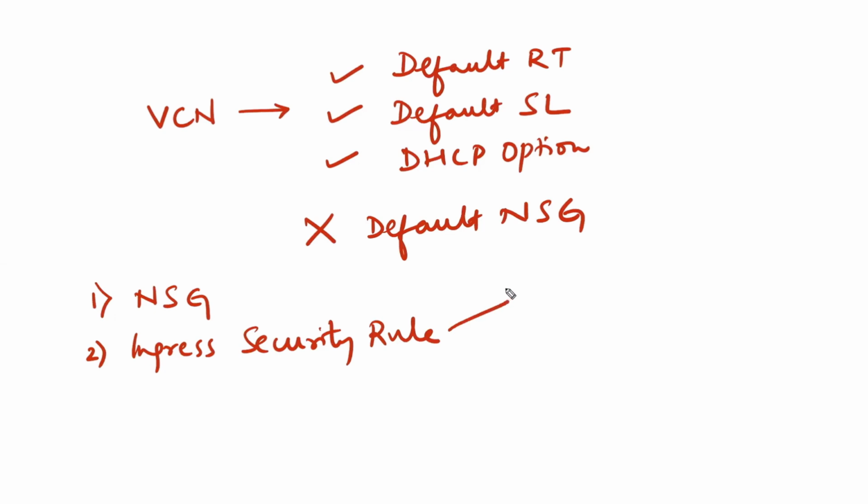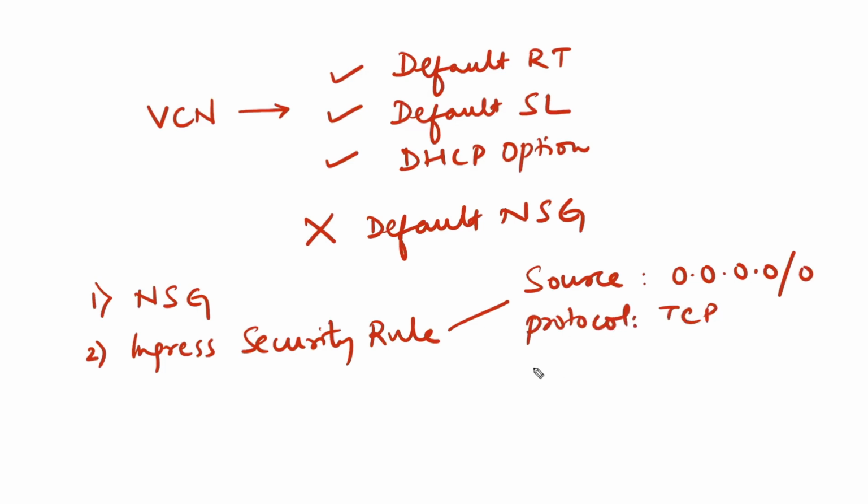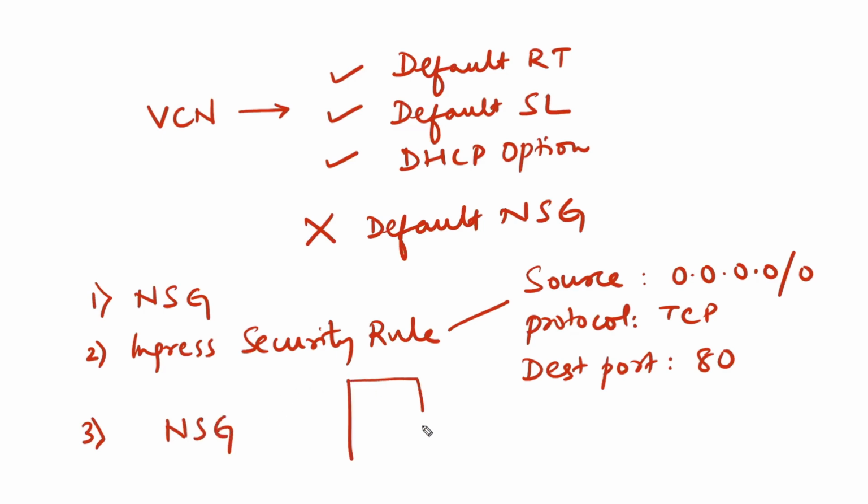And this security rule is going to allow the source, that means anything, the protocol is going to be TCP, and the destination port is going to be 80. And the third part of this demonstration is where we will associate this network security group to the virtual machine NIC. And after that, we will do the testing.